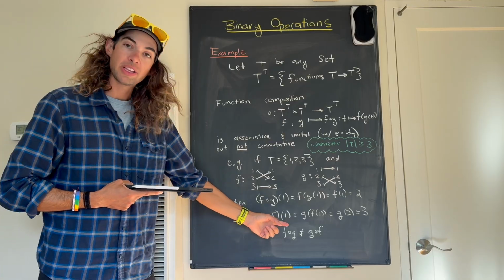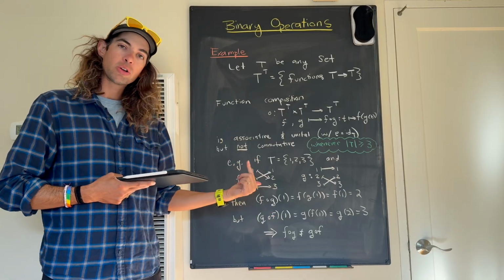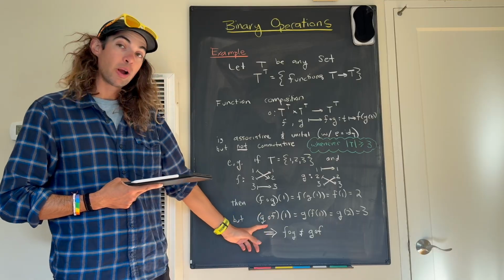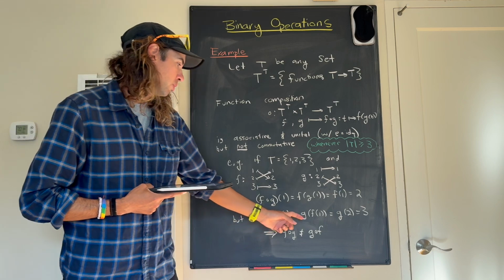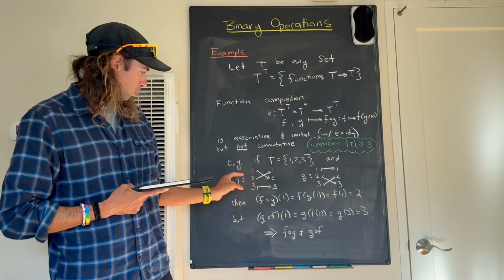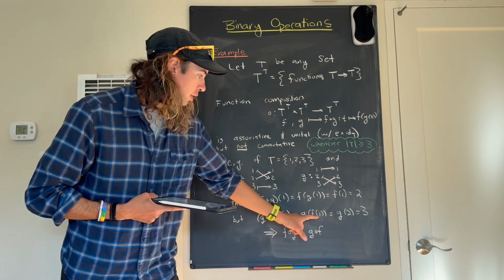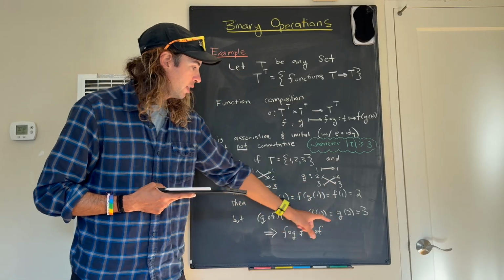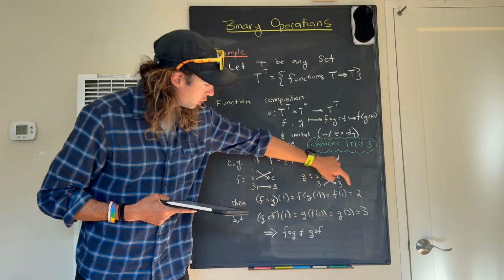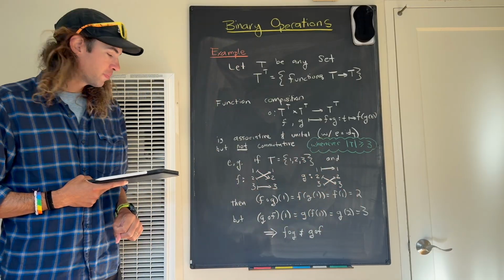But g compose f, so if I do the binary operation in the other order, if I write the elements down in the other order, g compose f of 1, let's see, so this is g of f of 1. Well, f sends 1 to 2, so this number in here is 2, and then g sends 2 to 3, so g of 2 is 3.